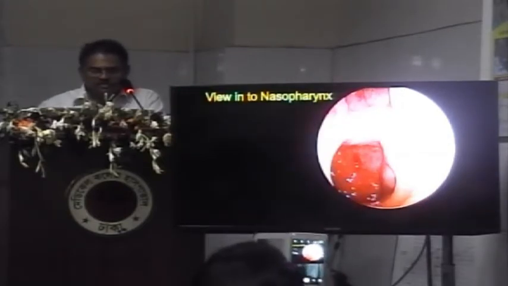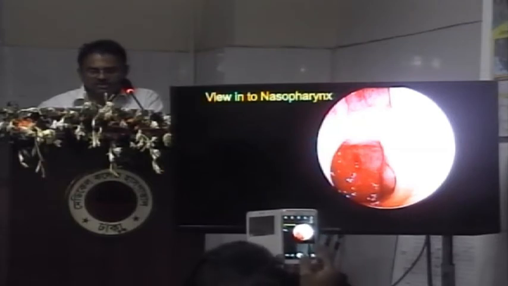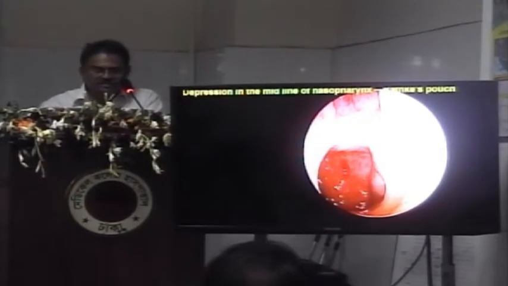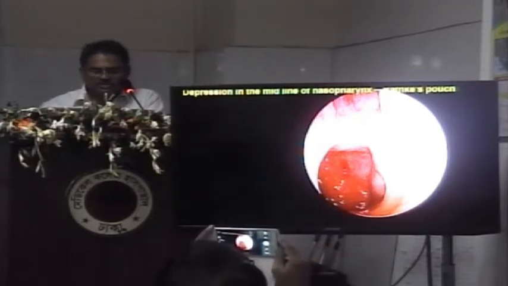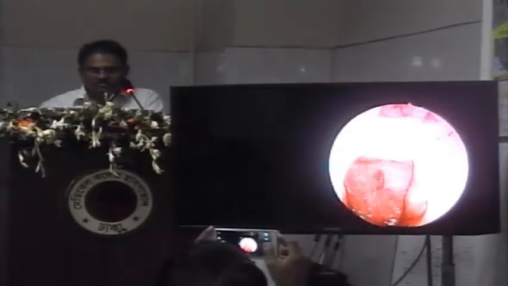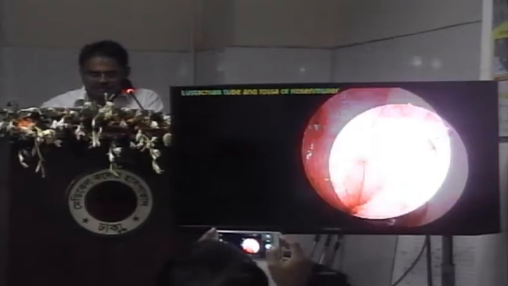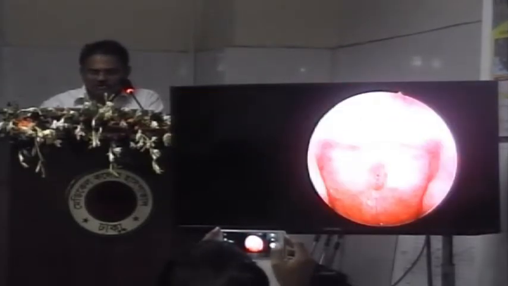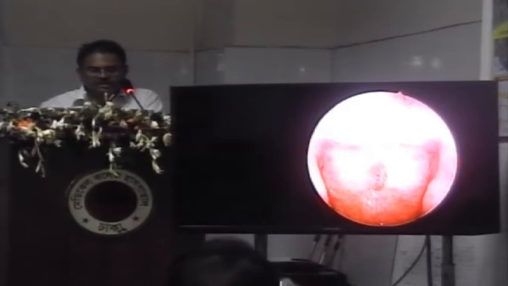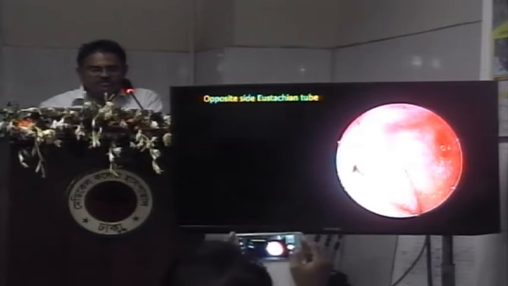This is the view of the nasopharynx. You can see the Rathke's pouch, and also the eustachian tube opening is there. And further view, behind this depression is Rathke's pouch, and this is the eustachian tube area. A little more view of the nasopharynx, and here the eustachian tube area in the close-up view. You can see the Rathke's pouch in a close-up view, entire nasopharynx, bilateral fossa of Rosenmuller. This is the opposite side eustachian tube using a 30-degree endoscope.